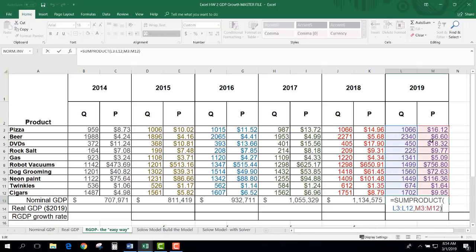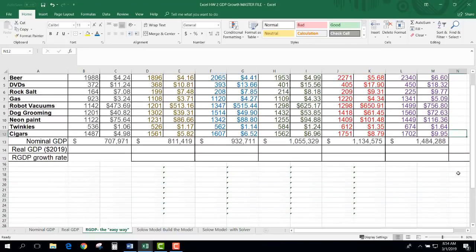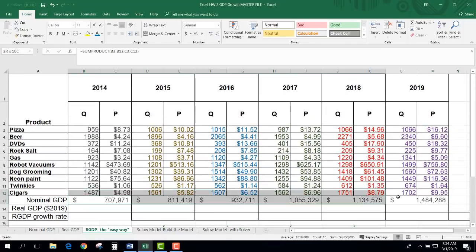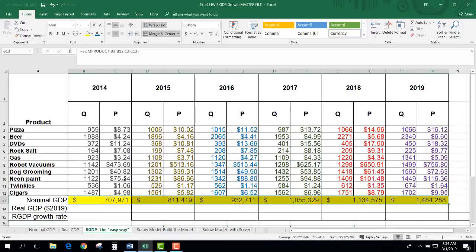So now for my 2019 result, I'm doing the SUMPRODUCT of L3 through 12, 2019's quantities, times M3 through 12, 2019's prices. So there we go. There's our nominal GDP series for this data set.